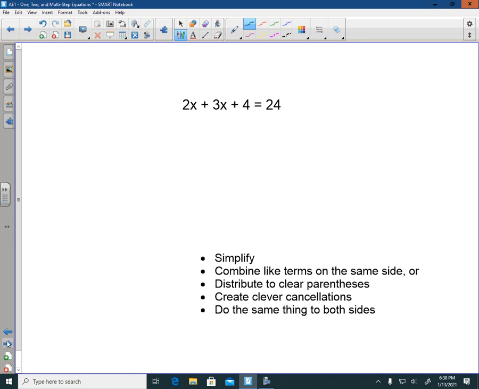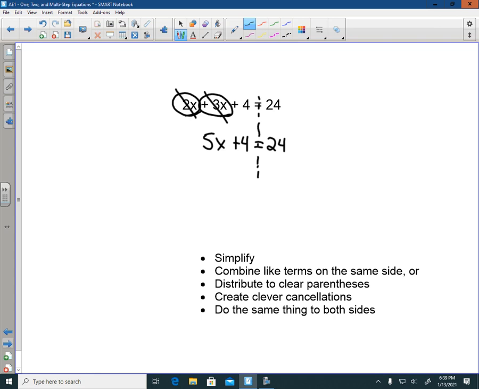So let's do another one. Can we simplify? Yes, we can. On the left side, we've got a couple of terms that are like terms, and that's the 2x and the 3x. And so to combine them, 2x's plus 3x's is 5x's, and we've taken care of those guys. Now, plus 4 comes down because there's nobody to combine it with, and that equals 24 because there's nothing to simplify on the right side.